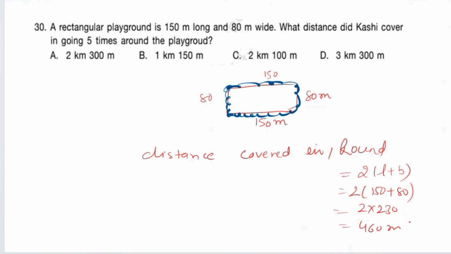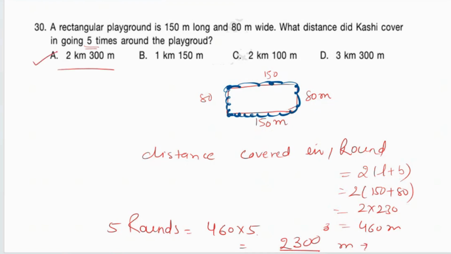Okay, but they are talking about distance covered in 5 times. So 5 times means I will multiply by 5, right? Because they are talking about 5 rounds. So 5 times 6 are 30, 5 times 4 are 20, and 3 is 23. That will be 2300 meter. If I convert into kilometer, 2 kilometer, 300 meter will be my answer. Clear?